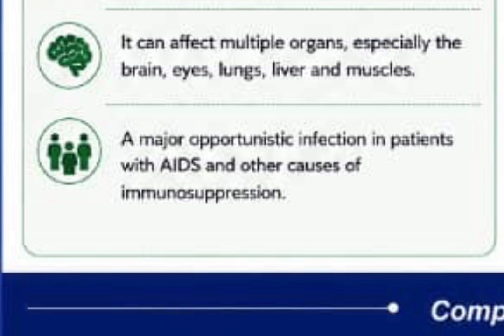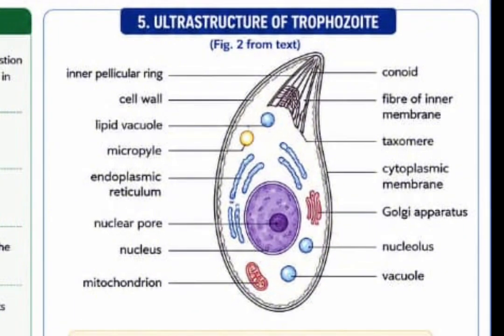Now take a look at the trophozoite of Toxoplasma gondii. You can see its nucleus in the center, and the nucleus has nuclear pores. You can see the endoplasmic reticulum where translation of their antigenic proteins occurs. You can see the Golgi apparatus where the proteins are packaged. You can see the nucleolus, you can see the vacuoles. Now you can see the conoid too. There are fibers of the inner membrane. There is a apicoplast there.